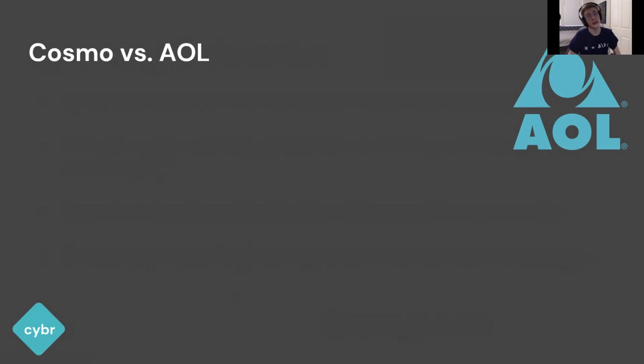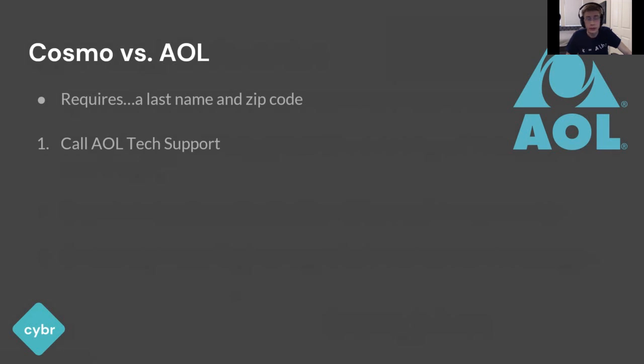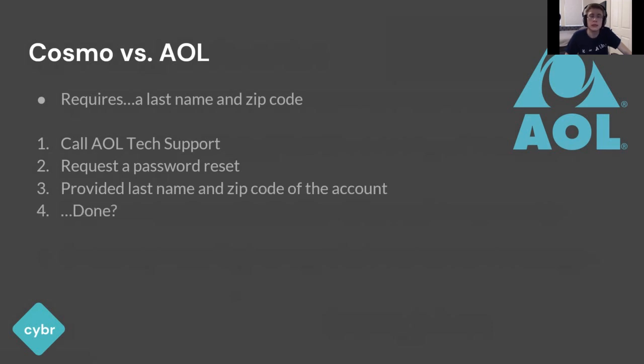Cosmo versus AOL. This one was kind of sad. He actually gave up how he hacked into AOL accounts as part of his plea bargain, and when the police heard how he was able to do it, they were absolutely blown away. All you have to do to reset an AOL account, like reset the password, is a last name and the zip code. That's it. That's all you needed. In fact, that's all you needed up until the year 2018. This went unfixed for a decade after this was revealed. Here's what you do. You call AOL tech support, you request a password reset, provide the last name and zip code, done. They tell you what the new password is over the phone, and you're in. They only recently fixed that.